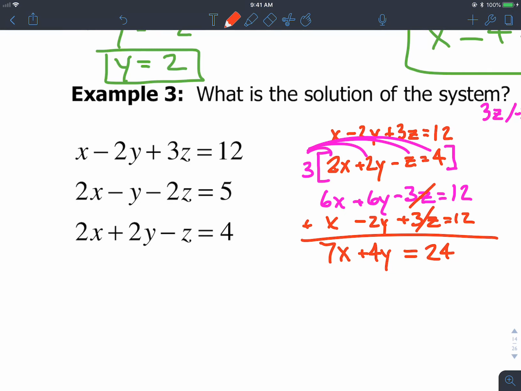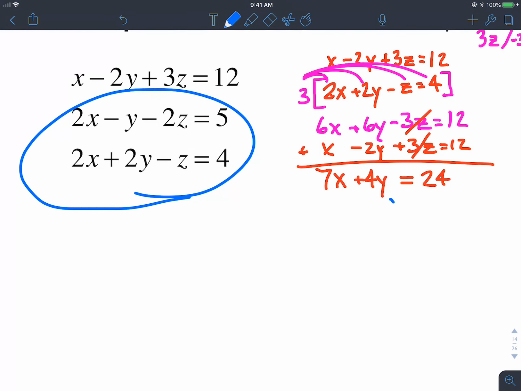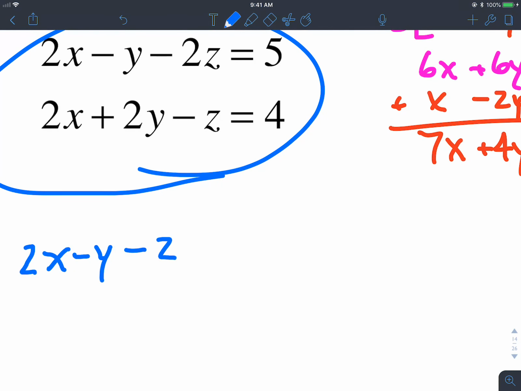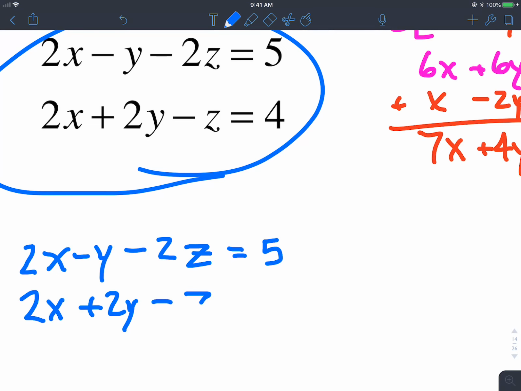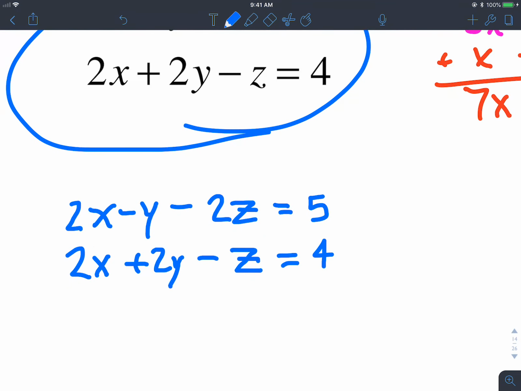So for the z's, I need to choose a different pair, so I could do the second and the third. I could do the first and the second. I'm going to do the second and the third equation here. I'll do it in blue, just so y'all have it. So let's write that over here. 2x minus y, and then minus 2z equals 5, and then 2x plus 2y minus z equals 4. My 2's and z's look similar, so I put the little line through it. Let's see if I can make this look a little bit more like a 2. There we go.